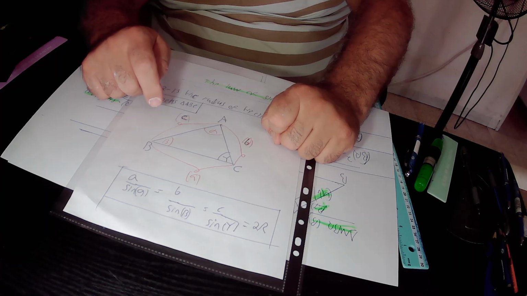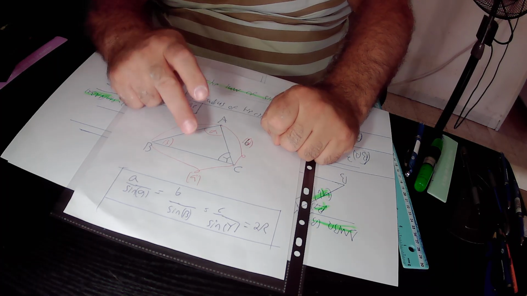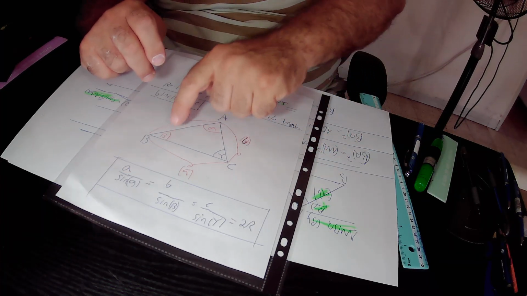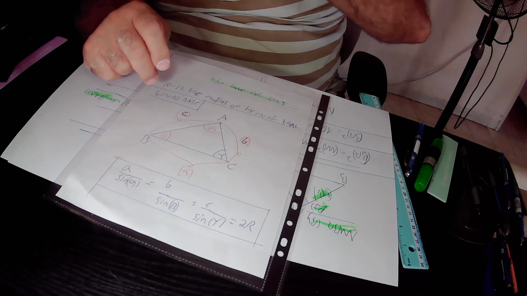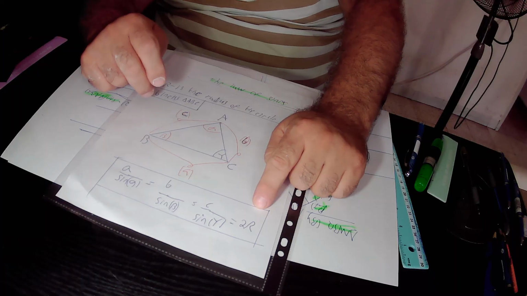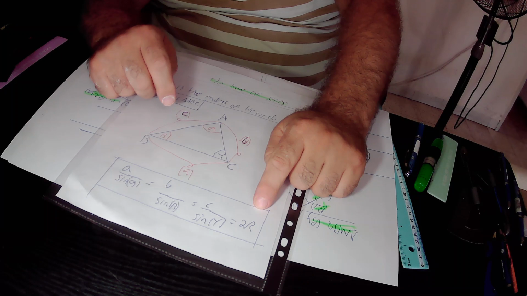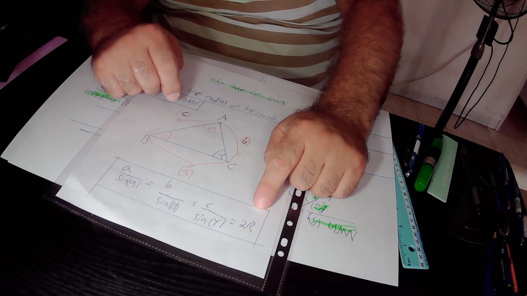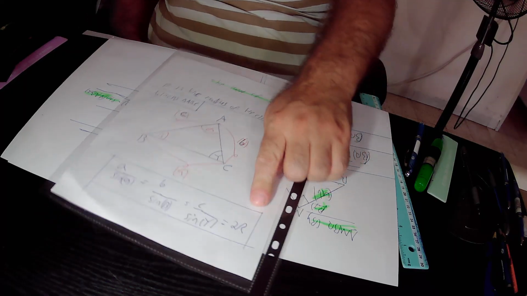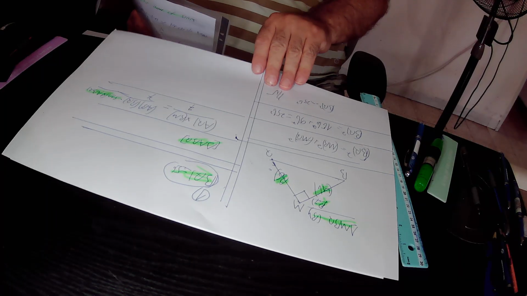In this triangle ABC that could be any triangle, the following equation is true: a over sine alpha equals b over sine beta equals c over sine gamma, and it is equal to 2R. 2R is the diameter of the circle that circumscribes this triangle ABC. Okay, so we can implement the new rule in our drawing.